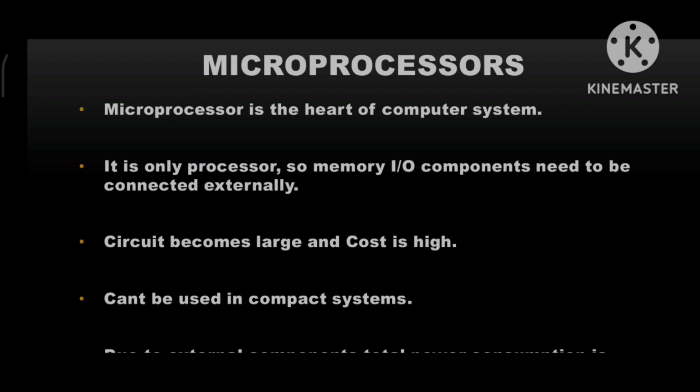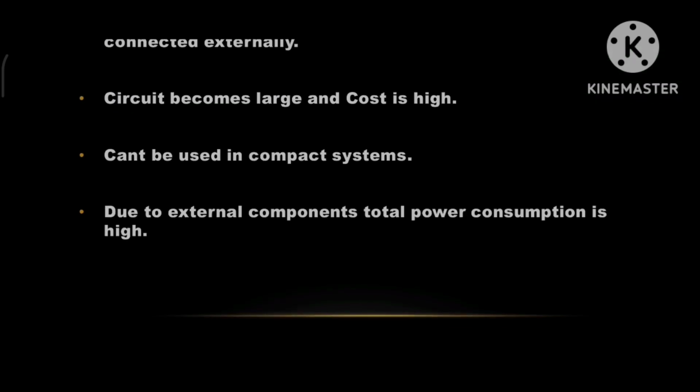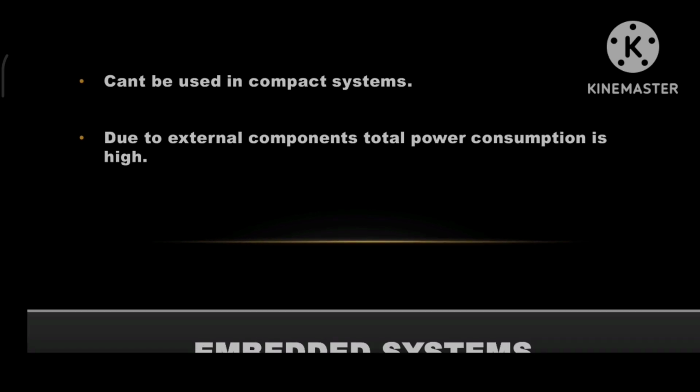Microprocessors. A microprocessor is the heart of the computer system, or the CPU. It is only a processor, so input, memory, and output components need to be connected externally. The circuit becomes large and the cost is high. It cannot be used in compact systems, and due to external components, total power consumption is high.